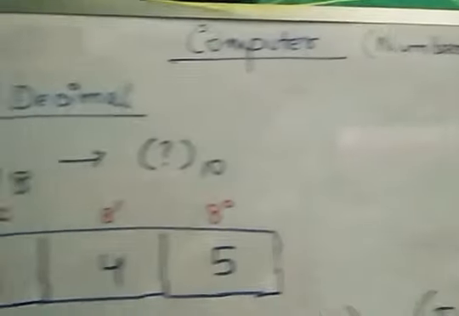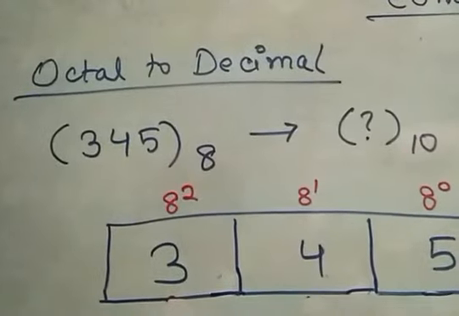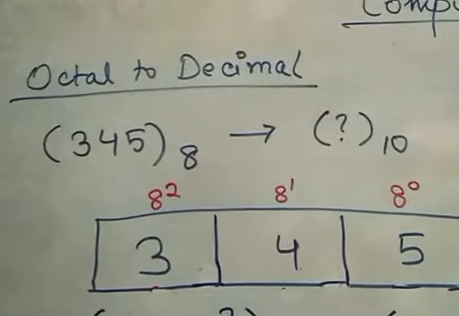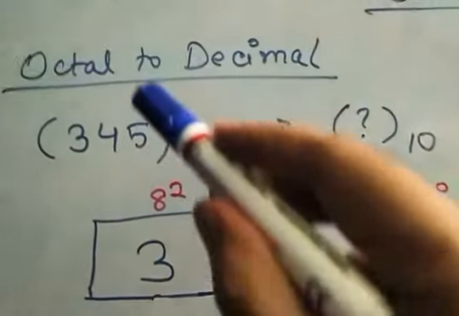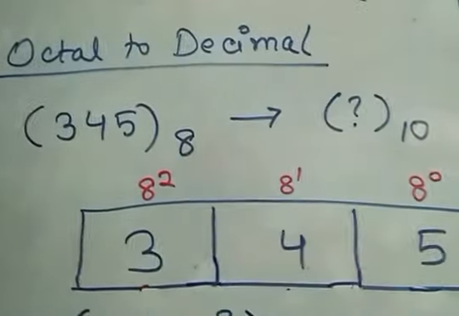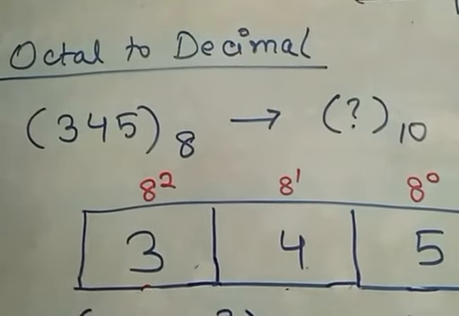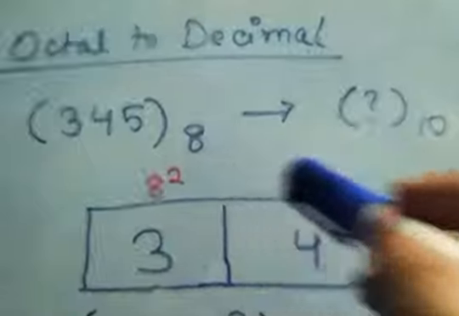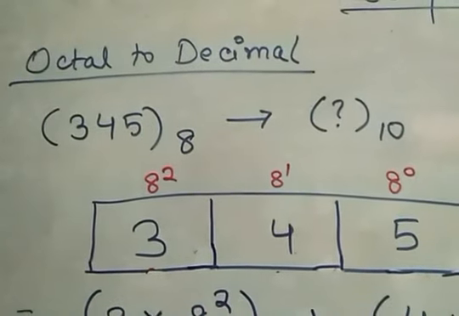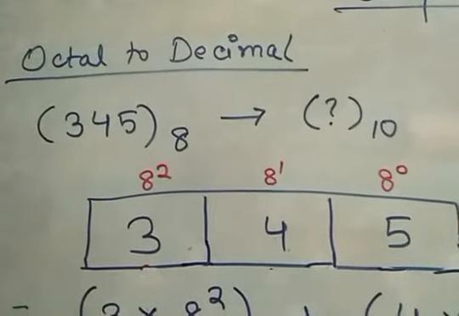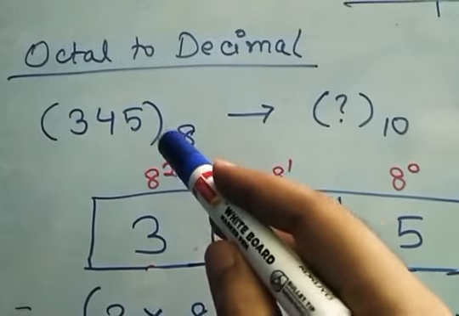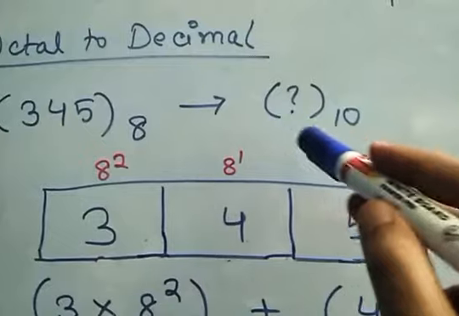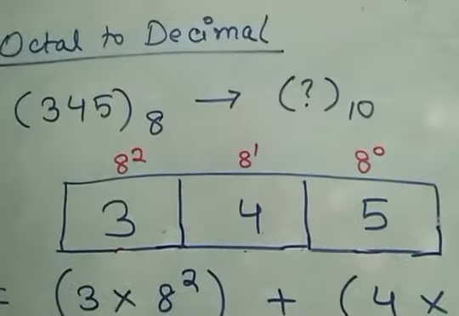Here we will do octal to decimal conversion. A number is given, 345 within brackets, then subscript 8. 345 base 8. That means it is an octal number. This 345 is not decimal 345. This is octal 345. You have to convert it into its decimal equivalent.